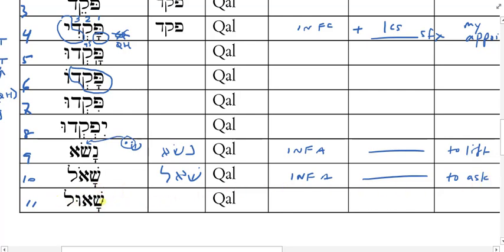Now look at number 11. I have the same kametz under shin, but I have a shureq with root 2 instead of a holem. You see shureq? What are you thinking? Yeah, that's got to be not the infinitive absolute. Infinitive absolute's got a holem here. This is a shureq. What form is that? That's right. It's the qal passive participle. What gender and number?